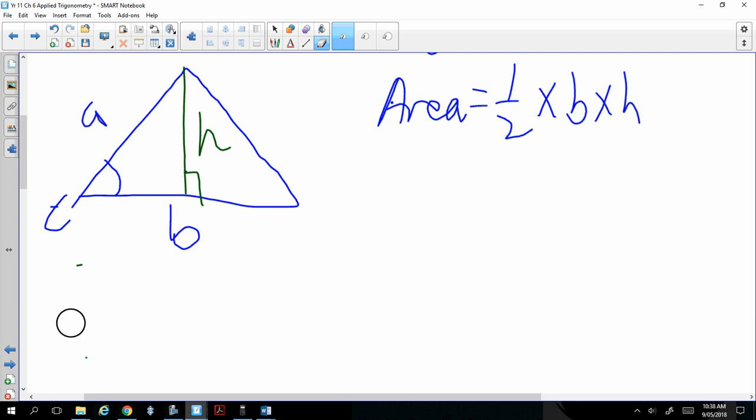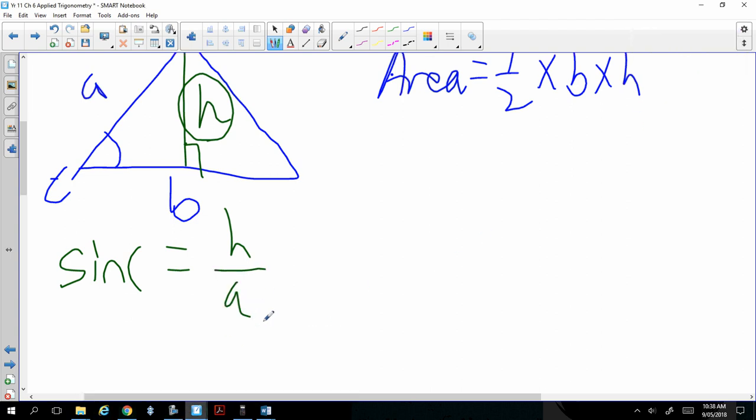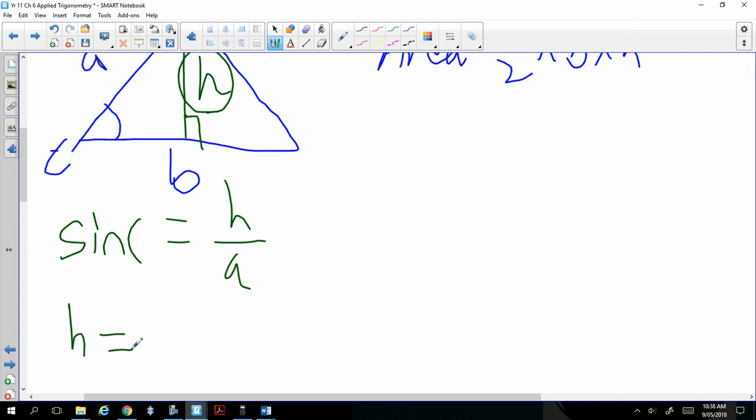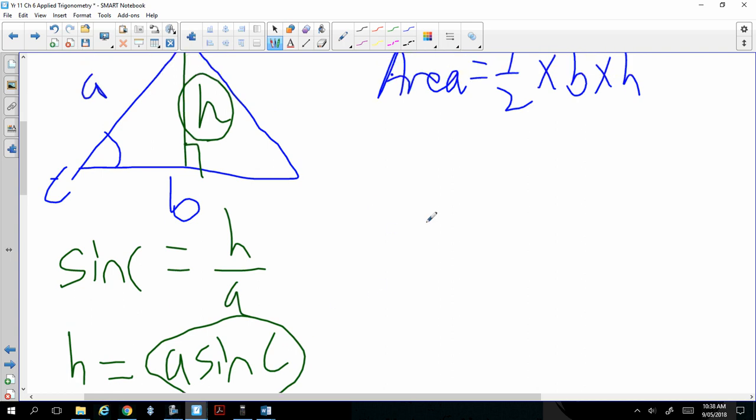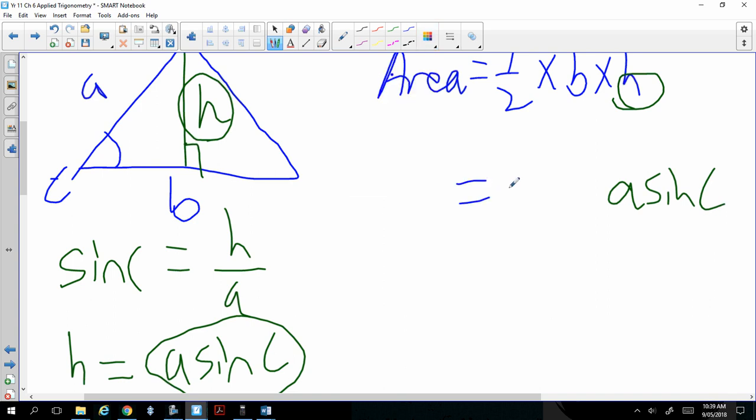So in this triangle we can write sine C. What's sine C equal to? Opposite over hypotenuse. Which one's opposite? H over A, yes. And then let's make H the subject. What's height equal to? H equal to A sine C, isn't it? So I could now replace the H by A sine C. The H you saw in the area of the triangle, half BH, that H is A sine C. So half B times A sine C, which is half AB sine C.